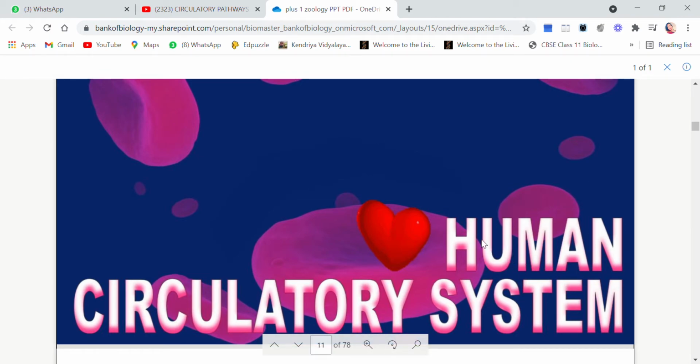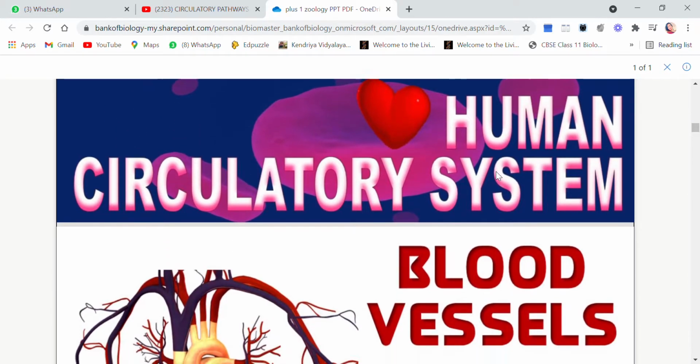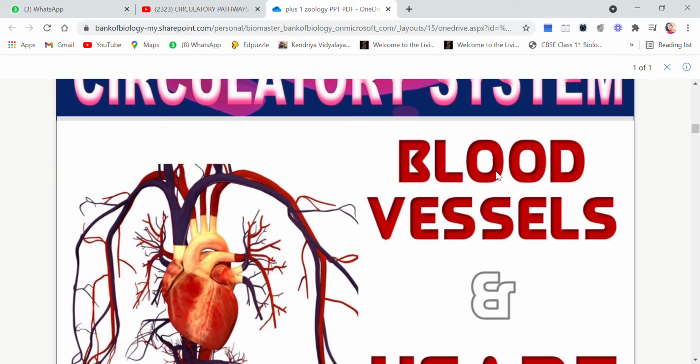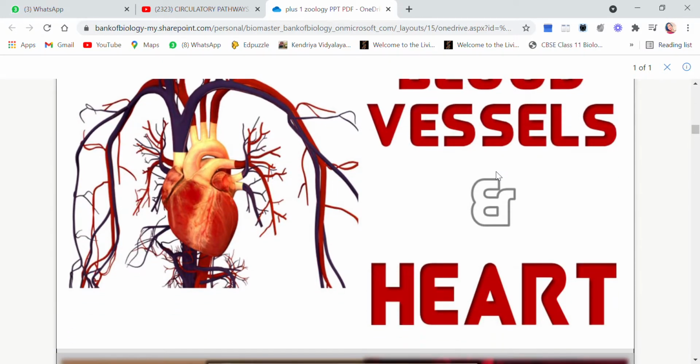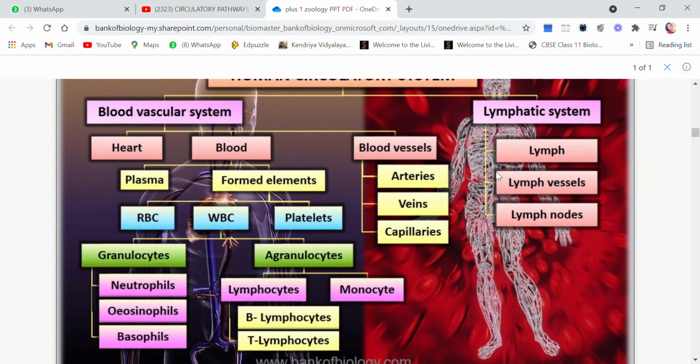The next topic today we will do is the human circulatory system. This includes blood vessels and heart. So children, this is a flow chart which is showing you the human circulatory system. You can see the human circulatory system is divided into two basic systems: blood vascular system and lymphatic system. Blood vascular system is again divided into three main parts: heart, blood and blood vessels.